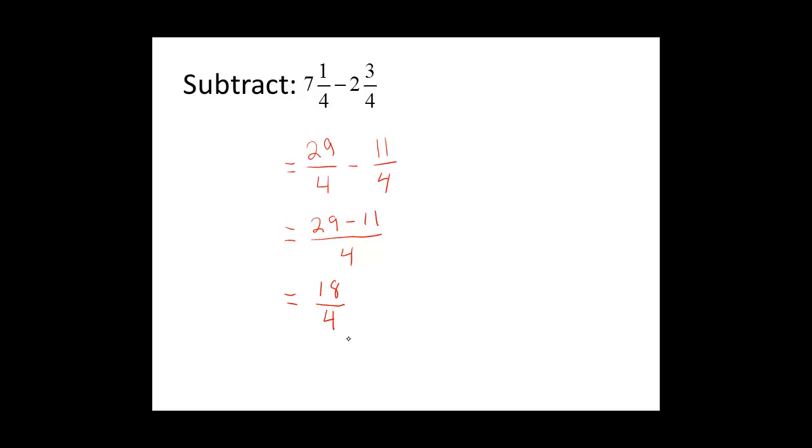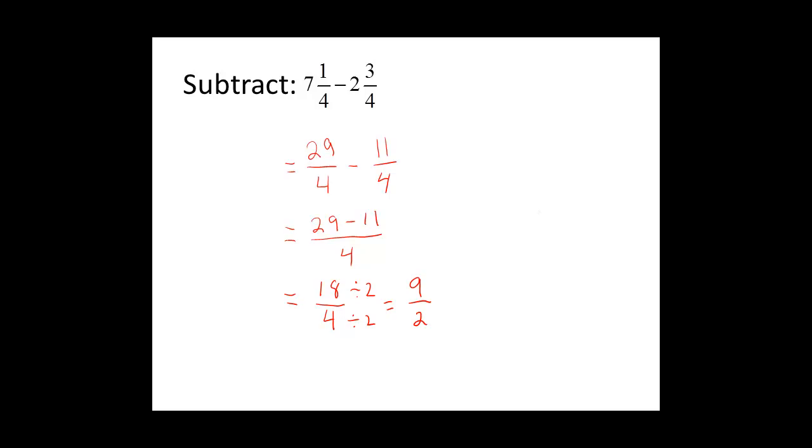Notice we have two even numbers. We know that we can divide any even number by 2, so we will simplify this by dividing the numerator and denominator by 2. 18 divided by 2 is 9, and 4 divided by 2 is 2. This is the answer as an improper fraction.